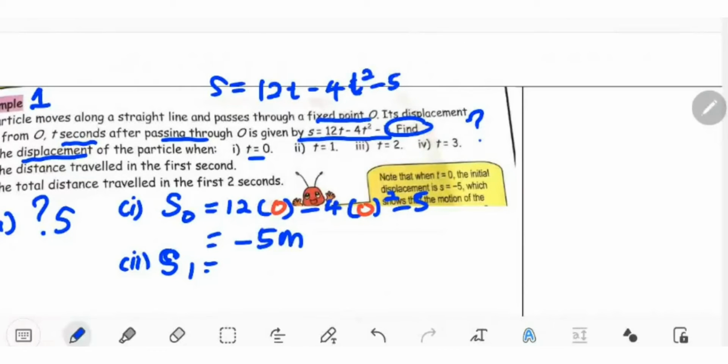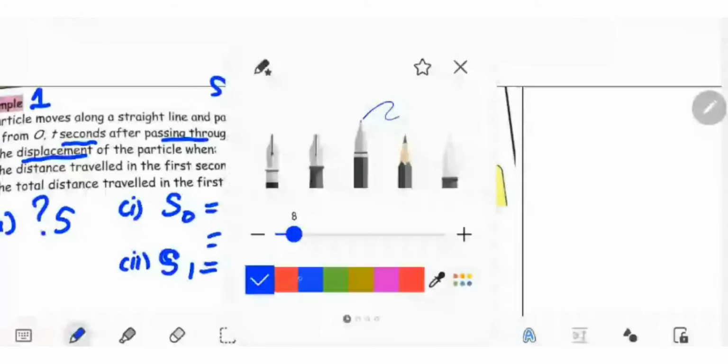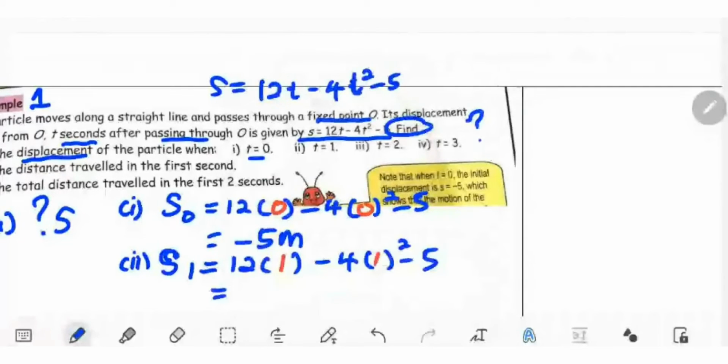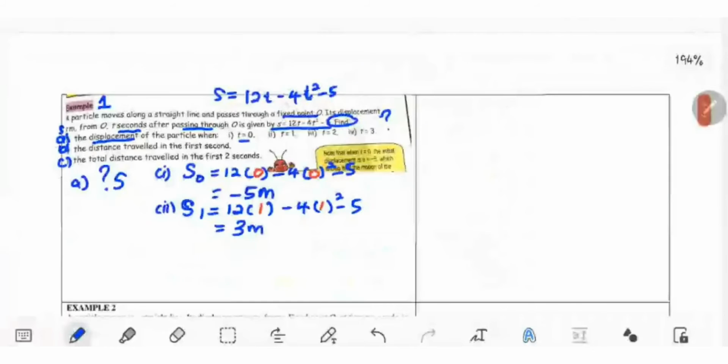Yang ni yang saya tak ada jawapan ni. Yeah, alright, negative 5. T1. 3. Okay, T1. Dapat apa? 3. Yes, that's correct. 3 meter. Positive 3, meaning on the right. Okay, next. The third one.